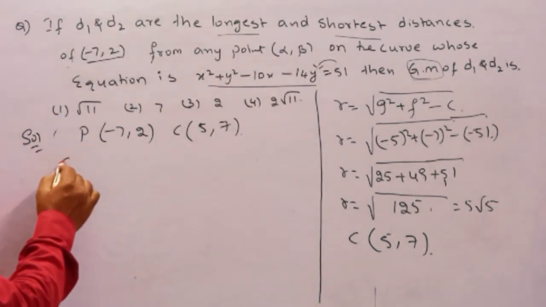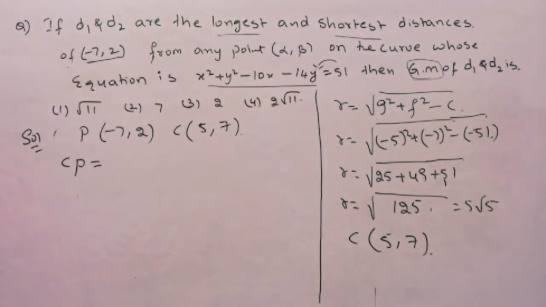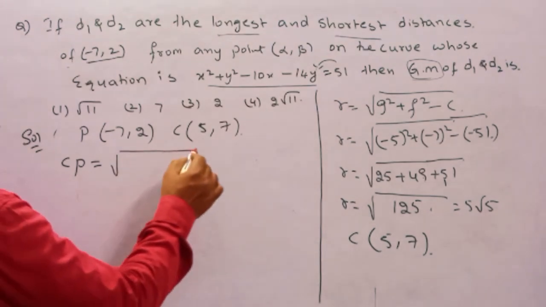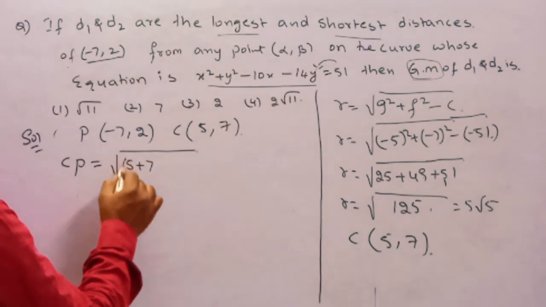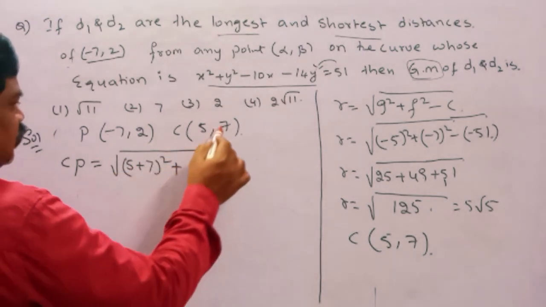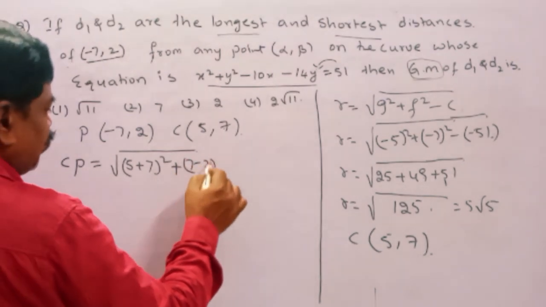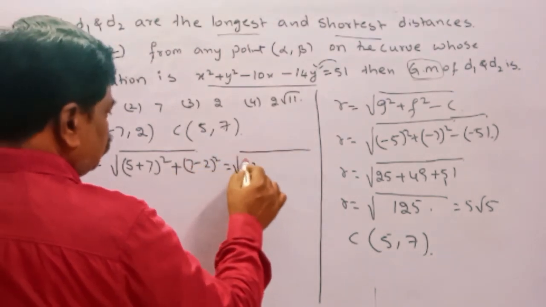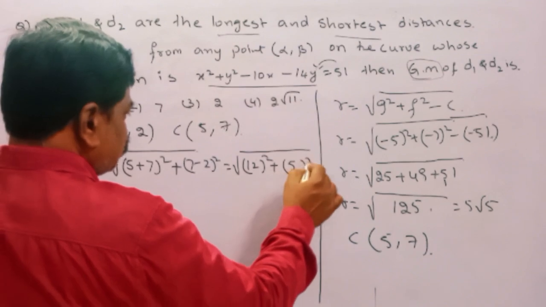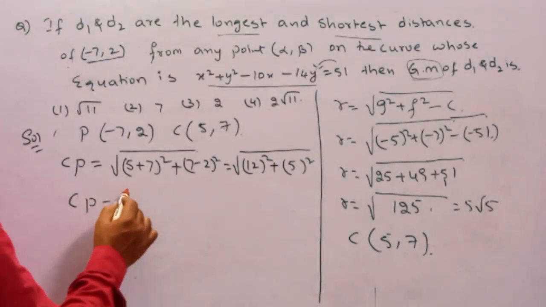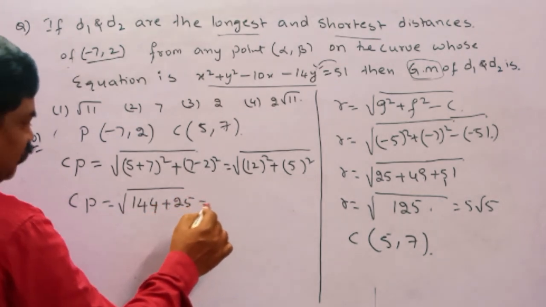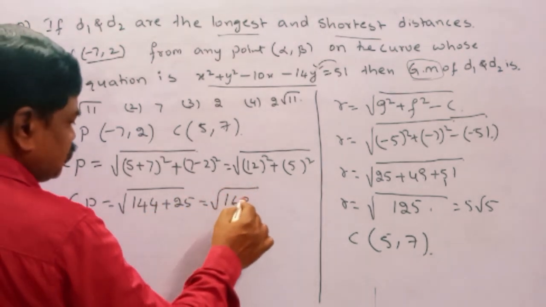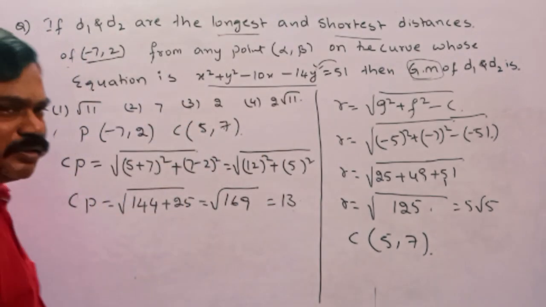Then we need to find CP, the distance between these two points. CP is root over (5 minus (minus 7)) whole square plus (7 minus 2) whole square, which equals root over 12 square plus 5 square. So CP is equal to root over 144 plus 25, which is root over 169, equal to 13.